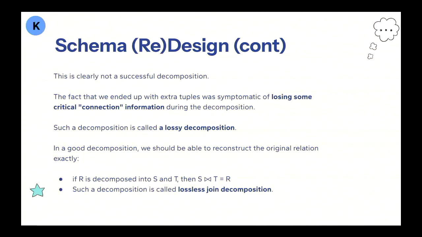And the fact we end up with extra tuples is because we are losing some critical connection information during the decomposition. We have lost some information. And this decomposition is called a lossy decomposition. So that's why we cannot get our original table back when we do the join. And in a good decomposition, we should be able to reconstruct the original relation exactly. So it means that if R is decomposed into S and T, then S join T should give us R back. And such a decomposition is called a lossless join decomposition. So this is the concept of lossless join decomposition.